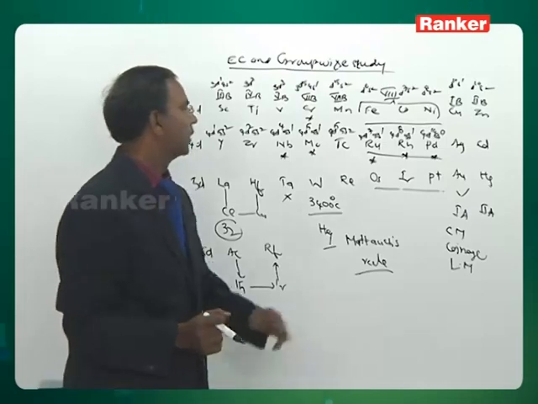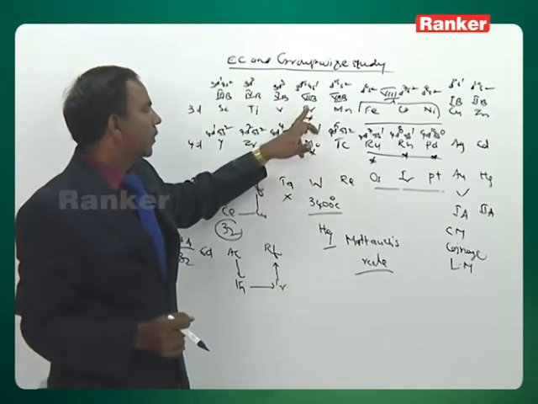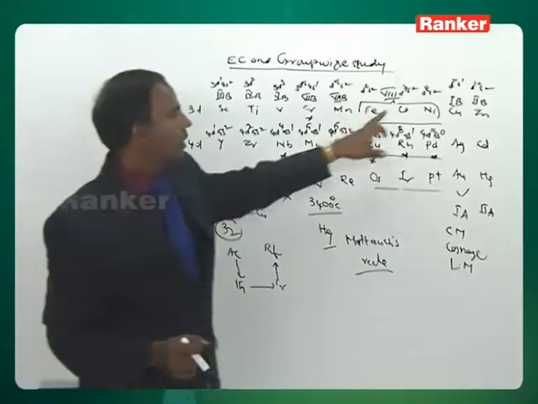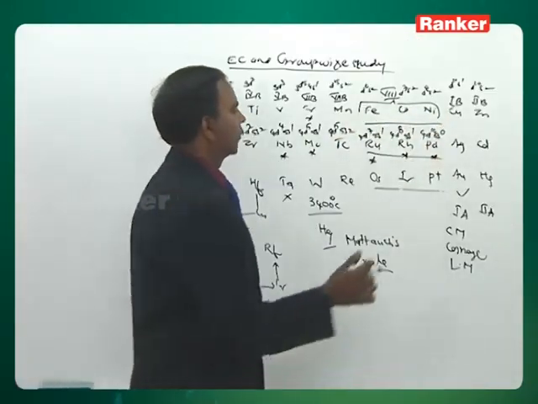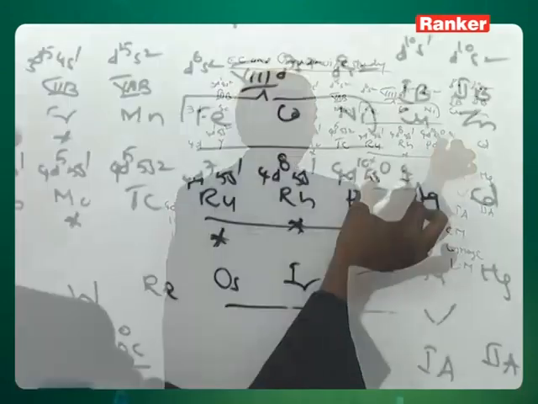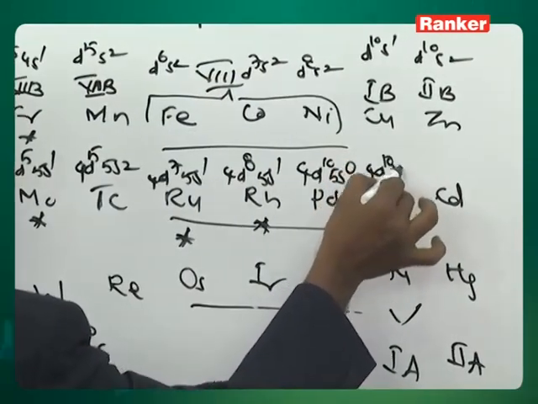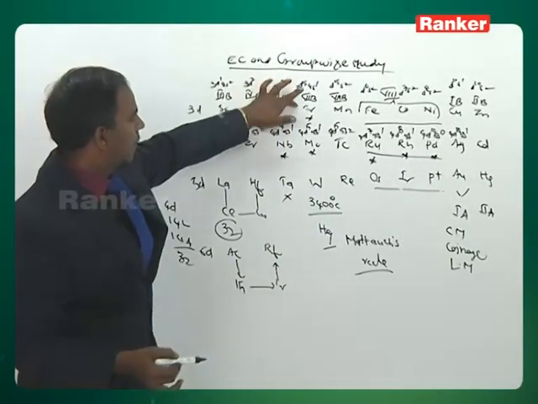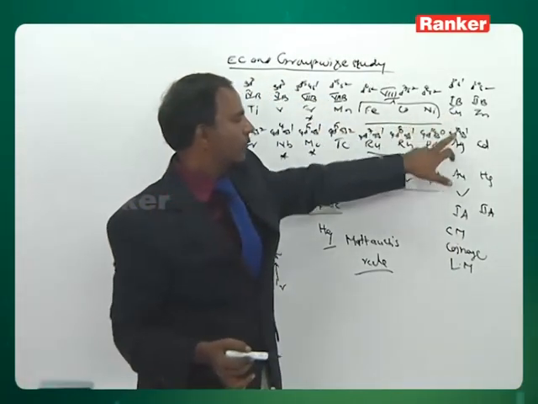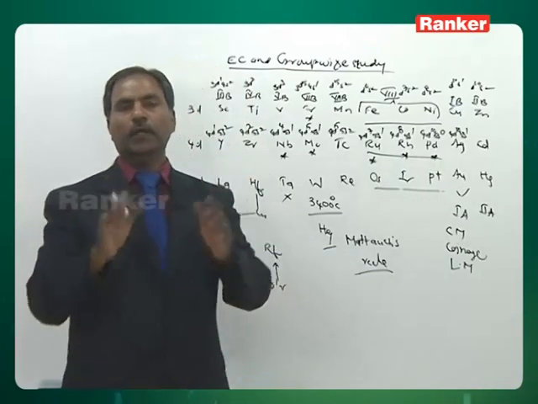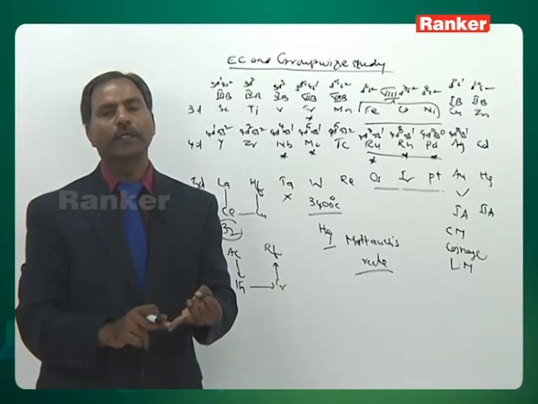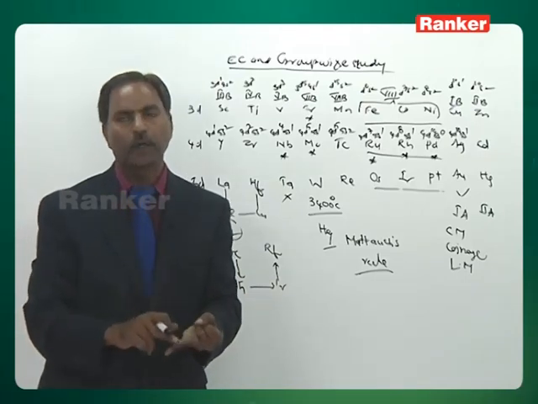Now look at here. In the case of this particular chromium, molybdenum, copper and silver. Silver configuration also what you can take, it is 4d10 5s1. See here, chromium, molybdenum, copper, silver, their exceptional electronic configurations we can explain based on half-filled stabilities and full-filled stabilities.